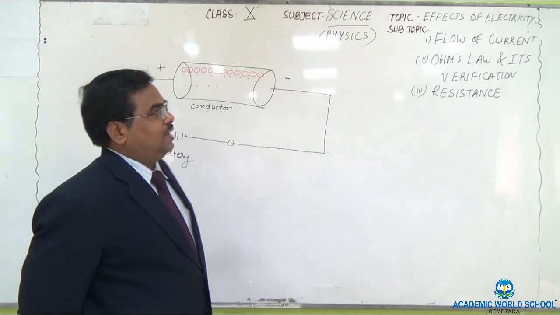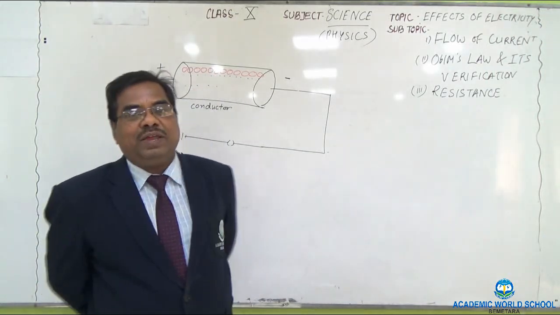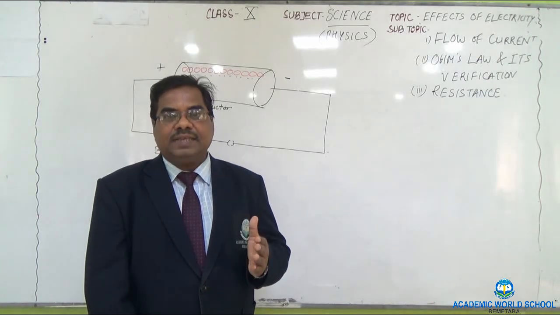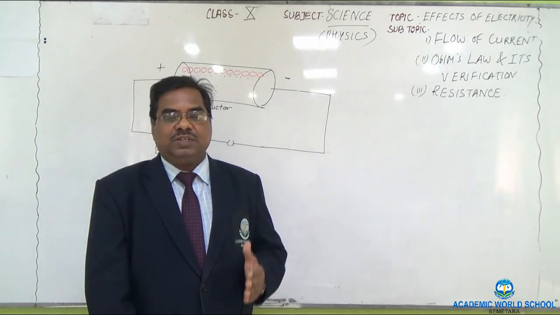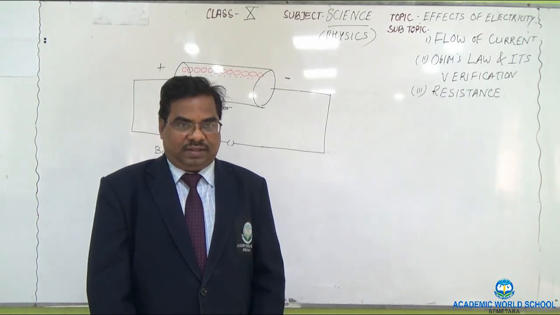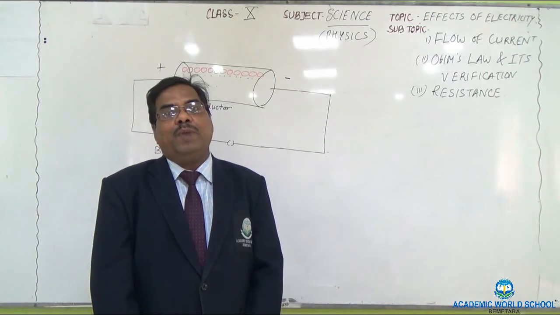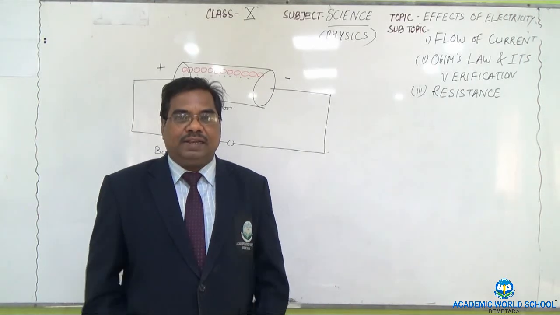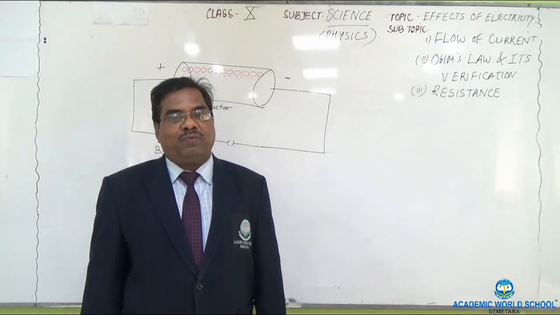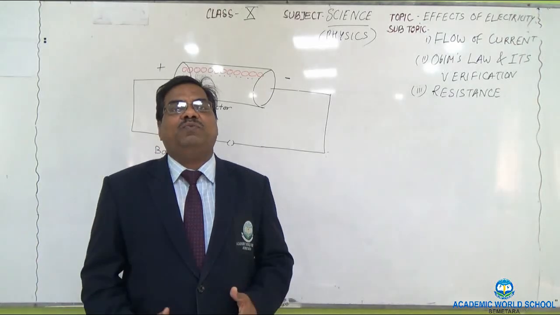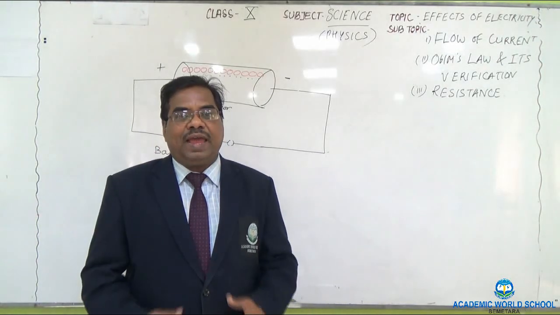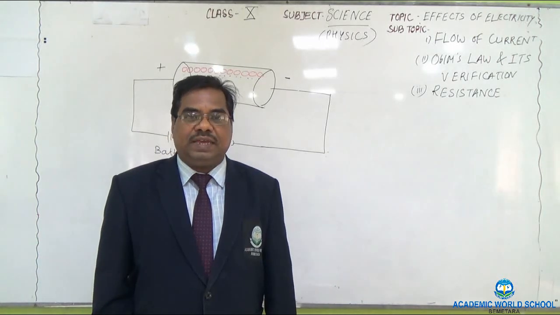The first topic is the flow of current. In our previous session, we have seen what is current. Current is the flow of charge through any conductor. A metallic conductor is a piece of metal that is made up of innumerable atoms. Those atoms have got free electrons in them.